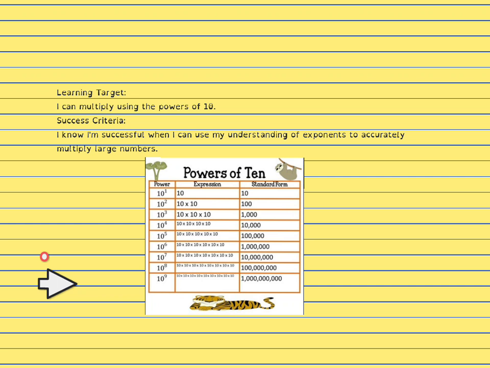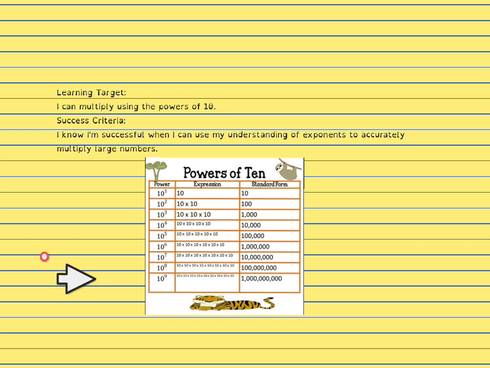Our learning target for today is I can multiply using the powers of 10. Our success criteria is I know I'm successful when I can use my understanding of exponents to accurately multiply large numbers. Before we begin multiplying large numbers, let's review the powers of 10.